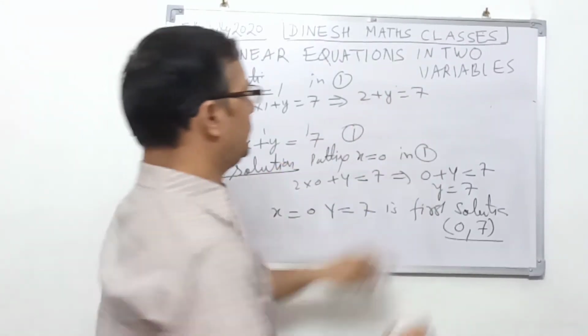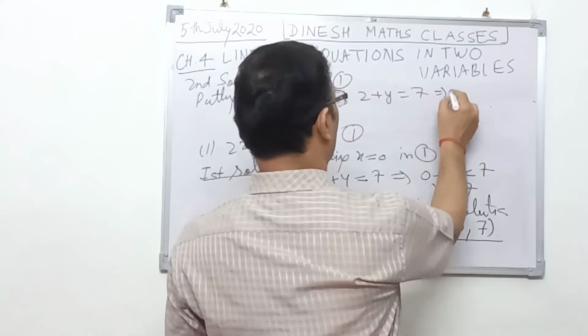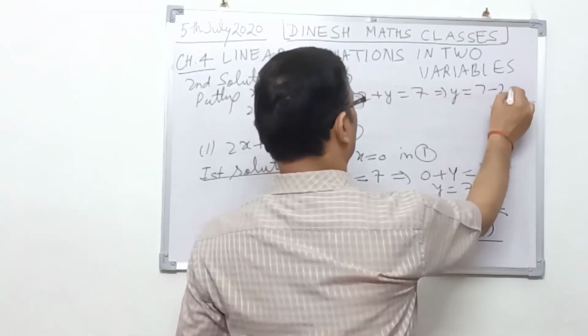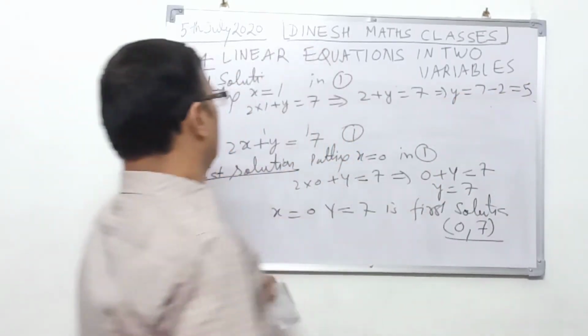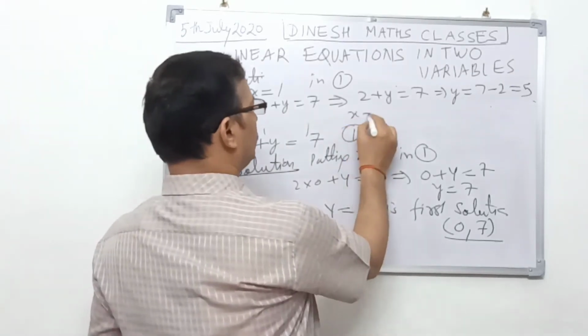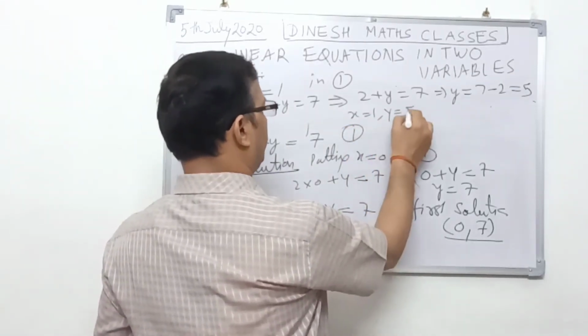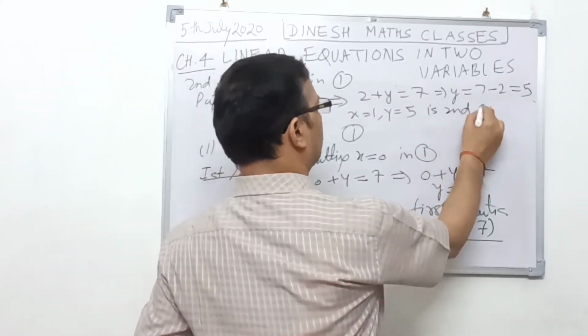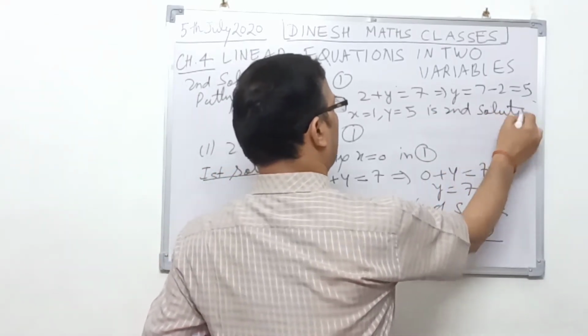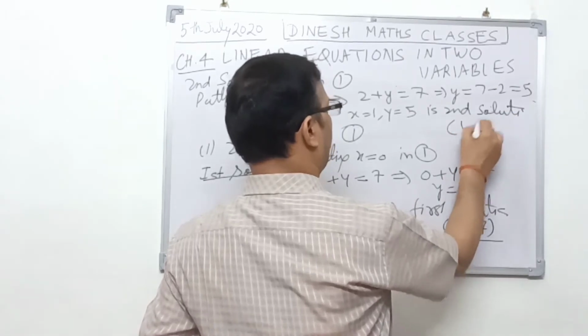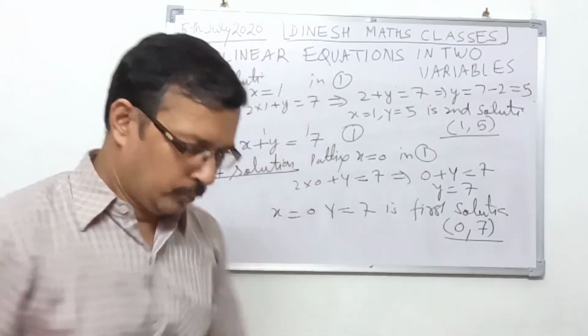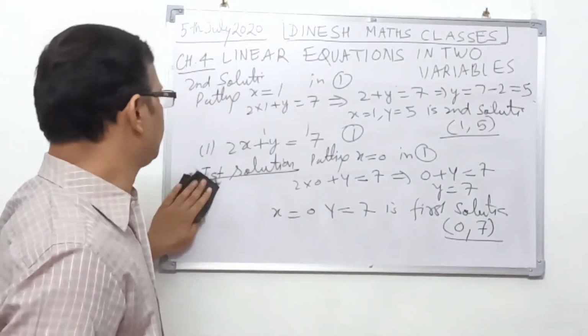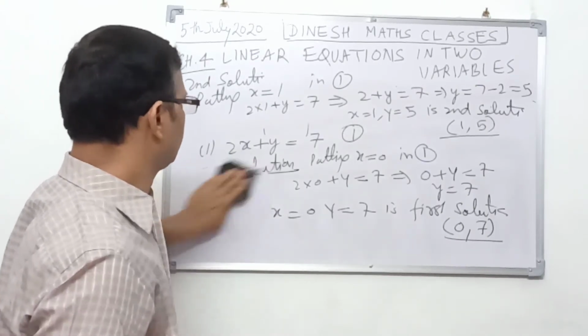Transfer this 2 on this side. So this implies y equal to 7 minus 2 equal to 5. So x equal to 1, y equal to 5 is the second solution, or you can say (1, 5). 2 more solutions are required.